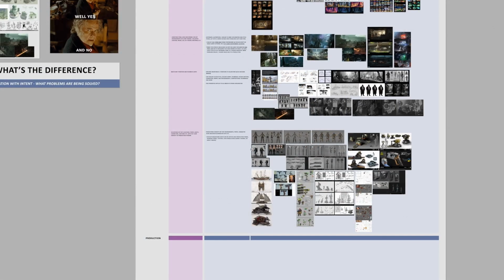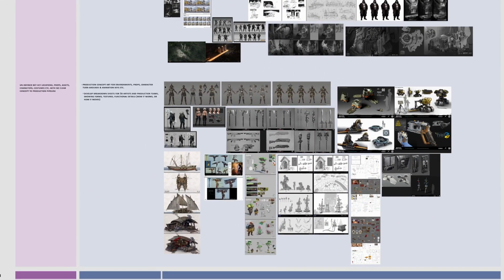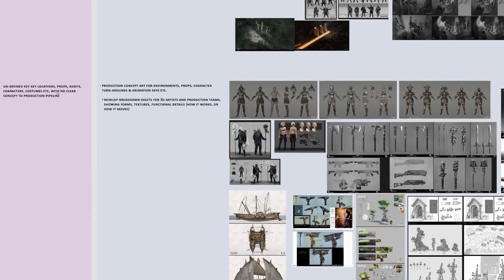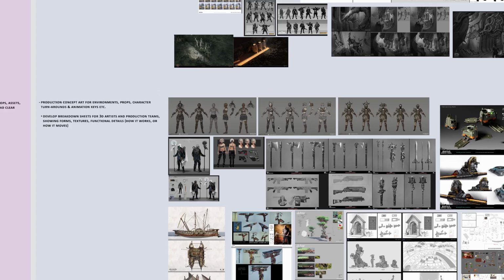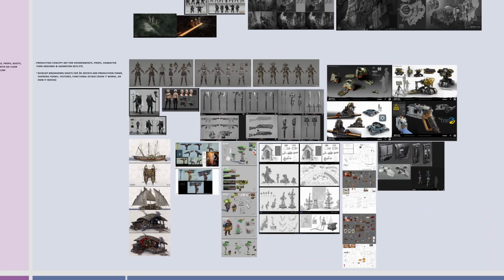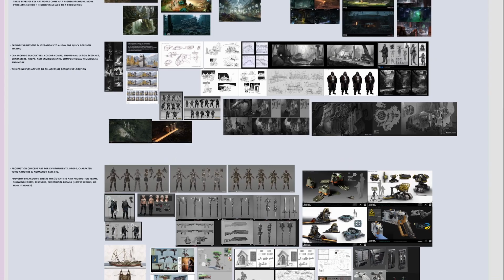Last problem, and this is the meat and potatoes of pre-production, and that is undefined key locations, props, assets, characters, costumes, with no clear concept to production pipeline. So this, in a broad sense, we can refer to as production concept art. And this right here is the majority of the work that a concept artist is going to undertake in their day-to-day, or these last two phases.